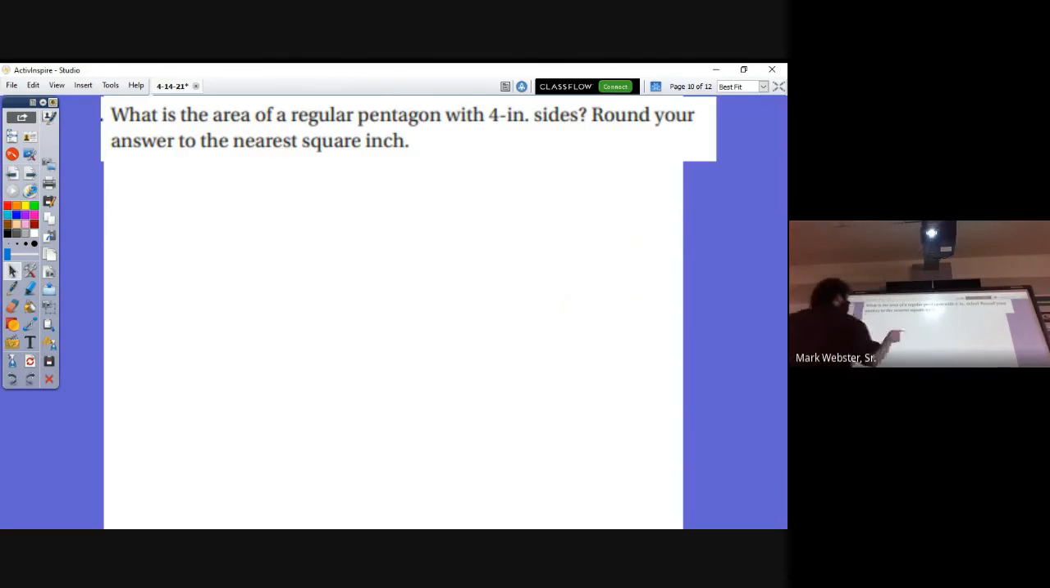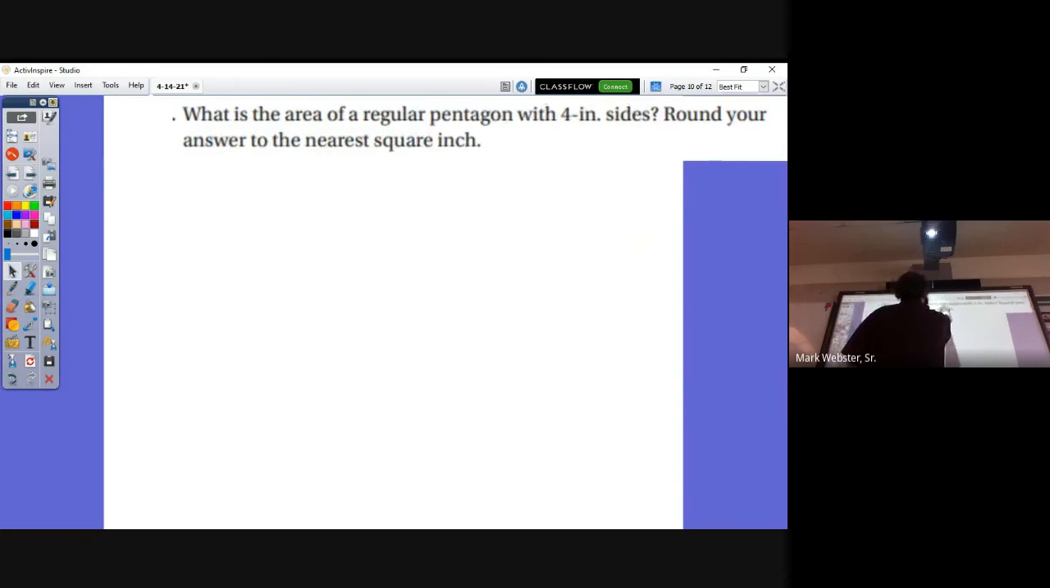So they want to know the area of a regular pentagon. How many sides does a pentagon have? 5. Very good. 4 inches on every side. And they want you to round your answer to the nearest square inch. All right. Let's do this. So we want to know the area of a regular pentagon.